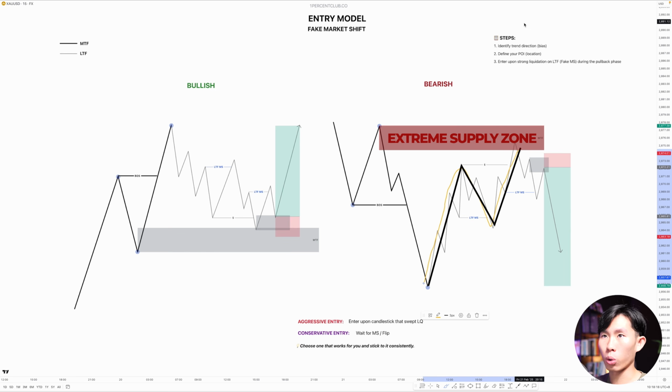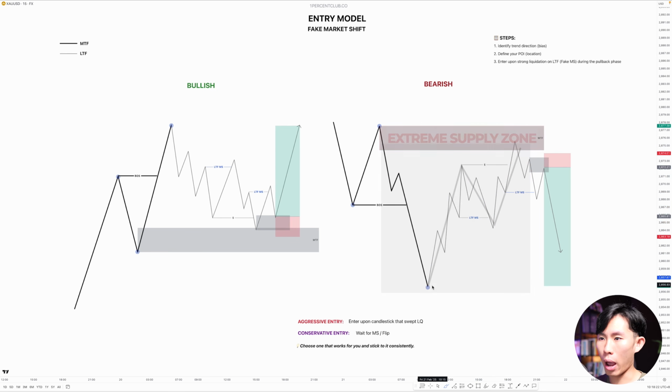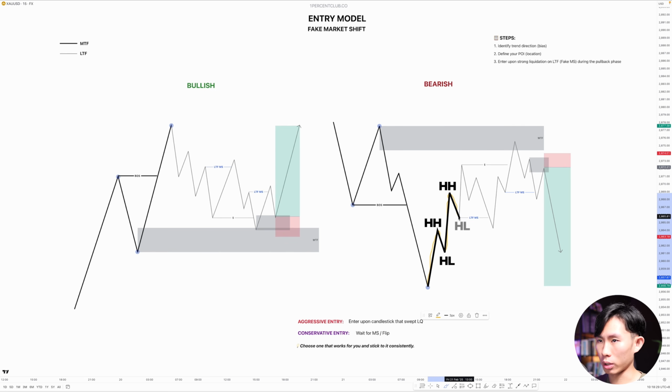I want to see strong liquidation. I want to see fake market shift happen during the pullback phase itself, right? So that is where I will look from left to right, right? Is there pullback here? Yes. Is there strong liquidation? No. All right, because price is just creating higher highs, higher lows.